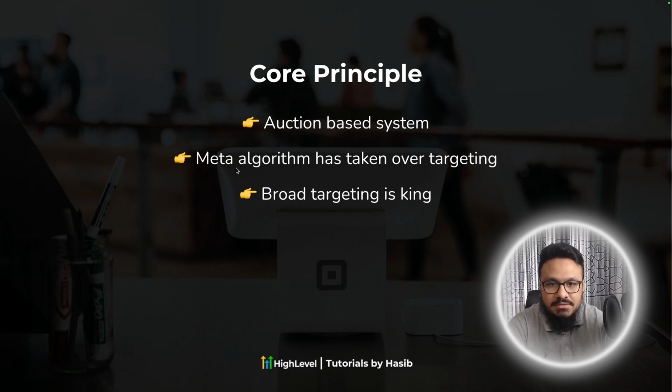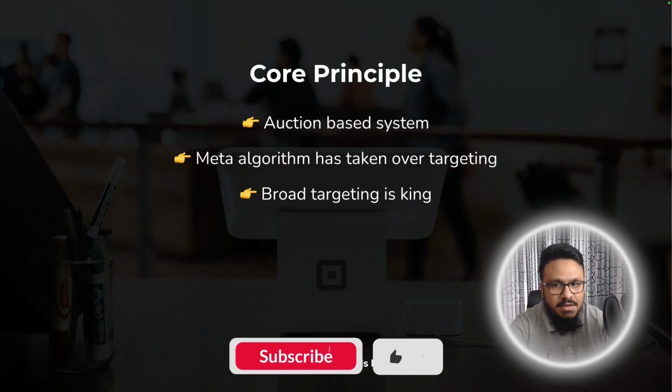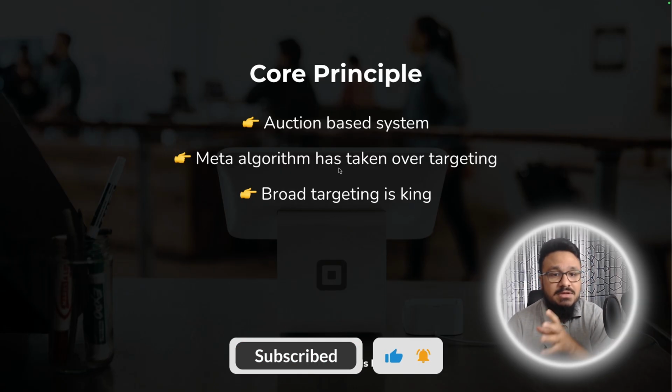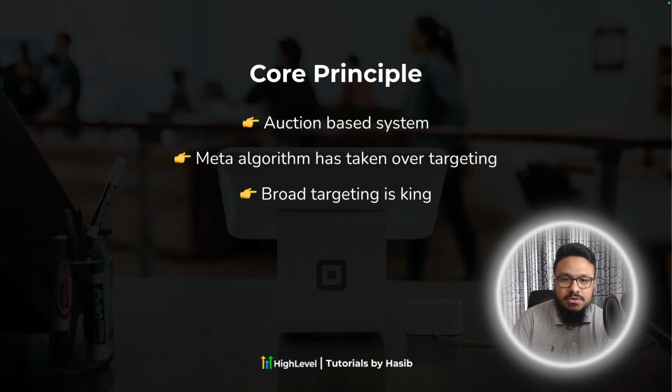The meta algorithm has taken over targeting. So previously what used to happen is we used to do a lot of detailed targeting, interest-based targeting. We used to do people with this interest, and then this demographic, this income range, and all that stuff. Meta actually has taken over that. So Meta's AI looks into your ad creatives, looks into your ad copies, ad headlines, descriptions, websites sometimes, and then it decides what will be the best audience for you, who has more possibility of converting in your ad.